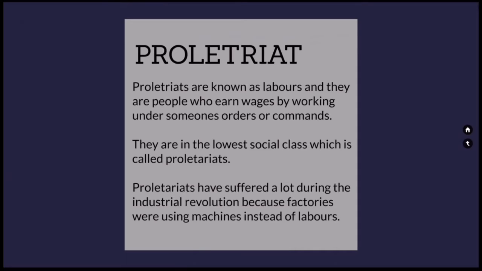Proletariats suffered a lot during the Industrial Revolution because factories started using machines instead of laborers. That means proletariats did not have money or the ability to get daily needs for themselves and their families. During the Industrial Revolution, proletariats had no rights and they were treated badly as they were from the lowest social class, which is proletarians.